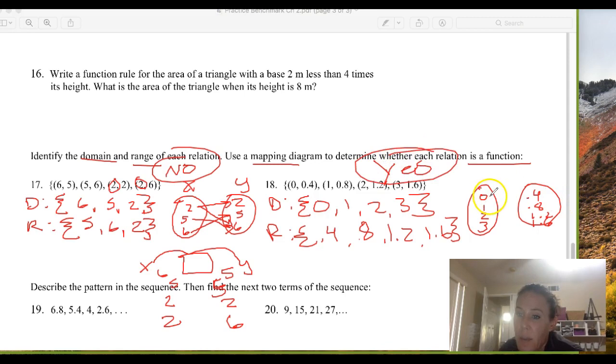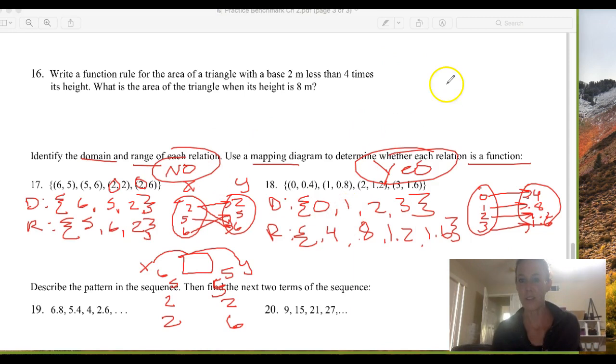So let's go ahead and map. 0 goes to 4, 1 goes to 8, 2 goes to 1.2, 3 goes to 1.6, straight over, and that's what that looks like. Okay, so just double check your x values, see if they repeat. The y values can repeat, just not the x values. If the x values repeat, it better be the same point, right?